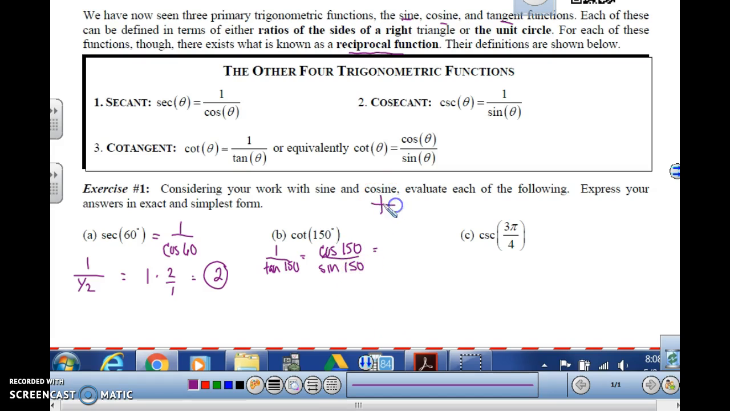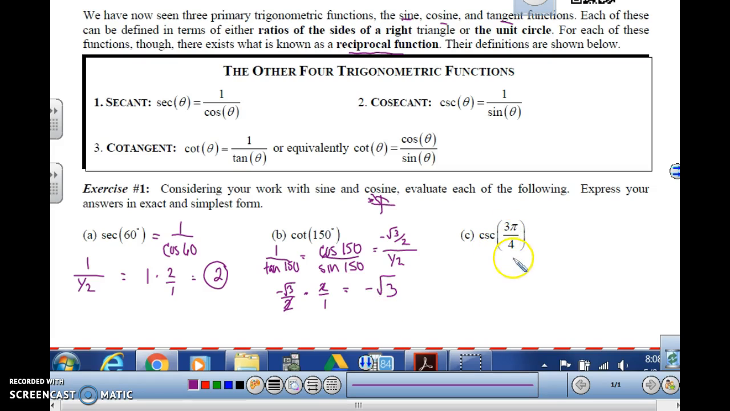Now remember 150 is in the second quadrant, like so. Its reference angle is going to be 30 degrees. So in the second quadrant, cosine is negative. What's the cosine of 30 degrees? It would be negative square root of 3 over 2. And sine in the second quadrant is positive. So the sine of 30 degrees is 1/2. So negative square root of 3 over 2 divided by 1/2 would be times 2 over 1 when you do the reciprocal. These cancel, and cotangent of 150 will equal negative the square root of 3.